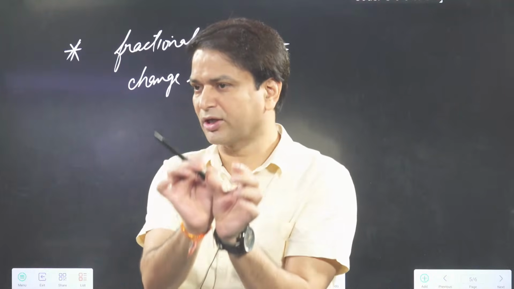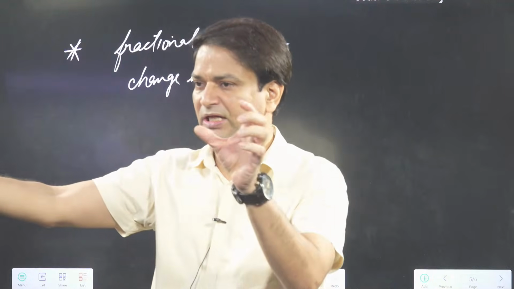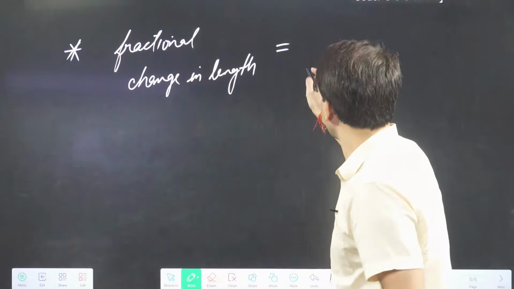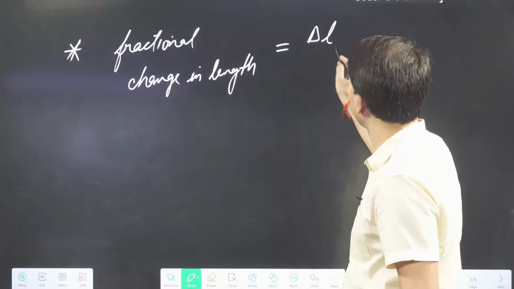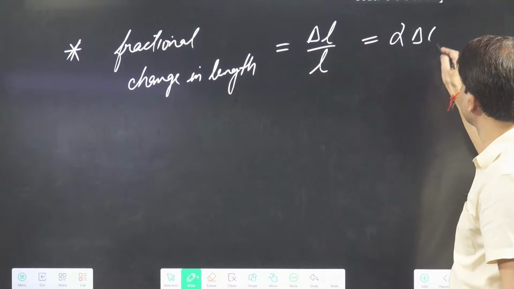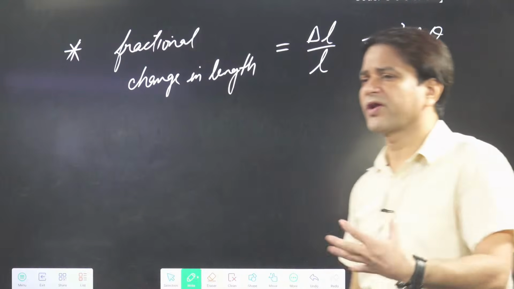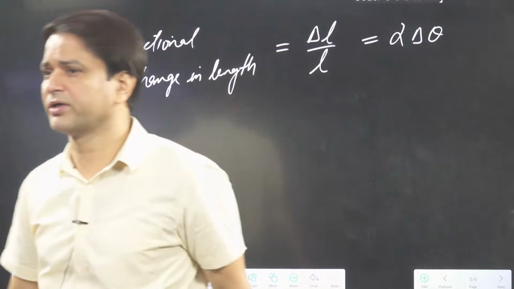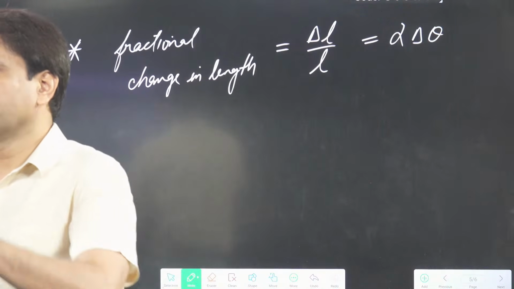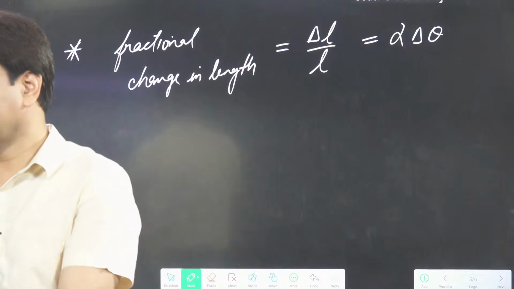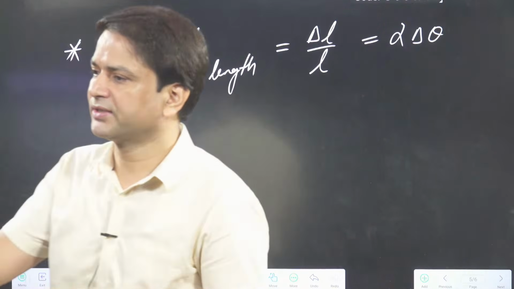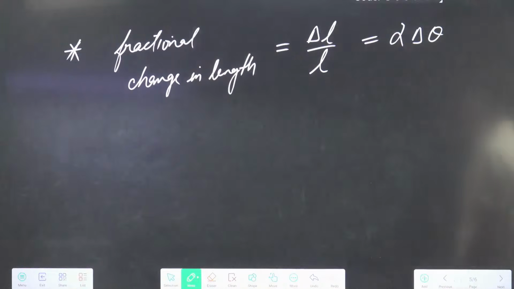So when the length of the rod is L, it changes by delta L. When the length of the rod is 1, then what will be the change? Delta L by L. So fractional change means delta L by L, and delta L by L, I can say, is alpha delta theta. Okay. So if they are asking the fractional change in the length, then it is delta L by L. And if they are asking percentage, we will just multiply with 100. So percentage change means delta L by L into 100, or alpha delta theta into 100.